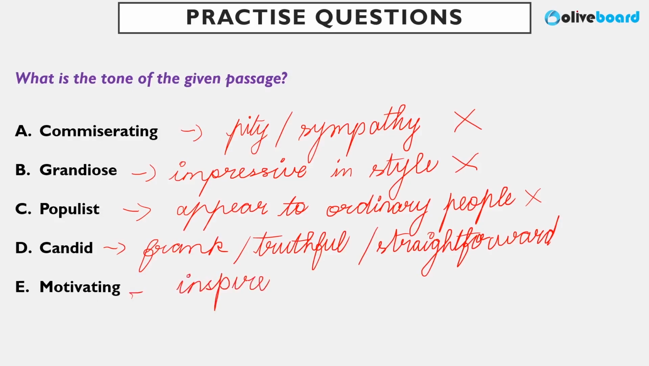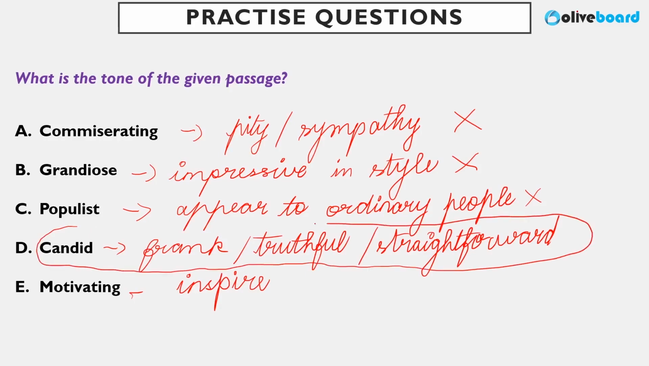So basically, the writer's own personal views are directly given, right? The tactics of manifestation and visualization, what the writer feels about these tactics, about this process of manifestation. So he is very straightforward. The writer is very straightforward about this particular subject. So your correct answer choice here will be option D, right? So not a very difficult one. If you know the meanings of the given options, it is pretty simple to answer.